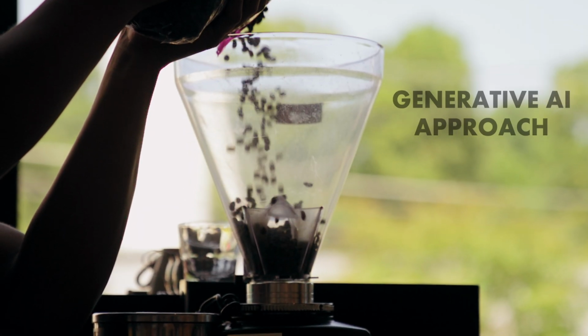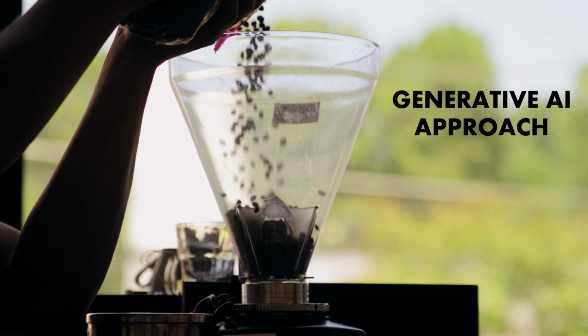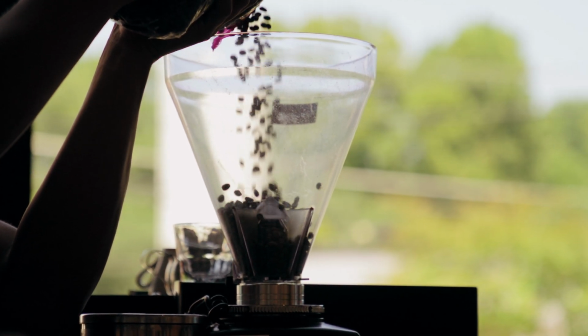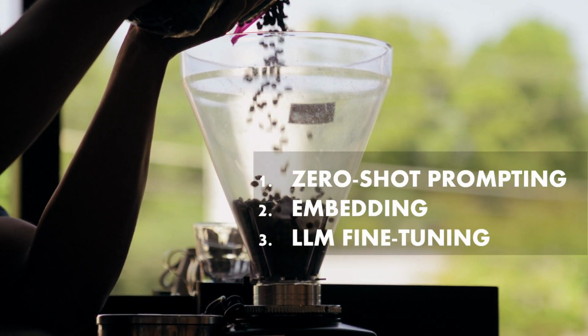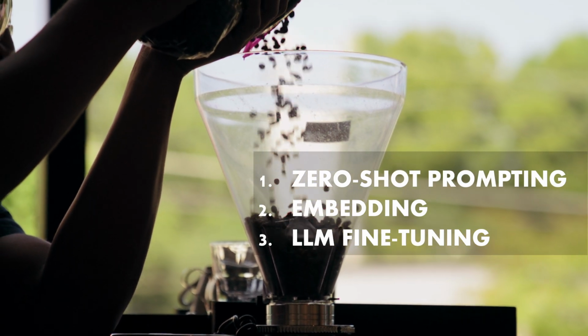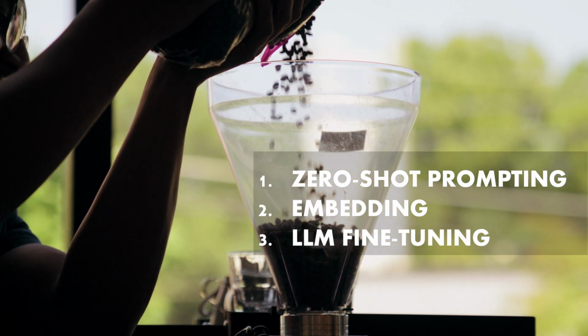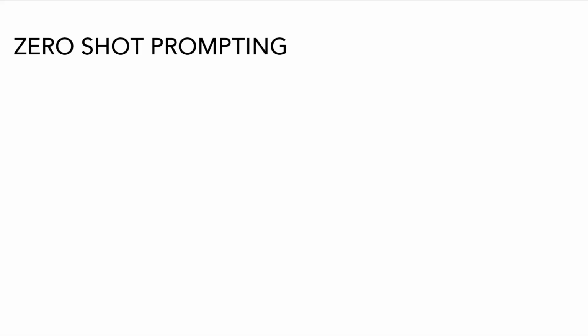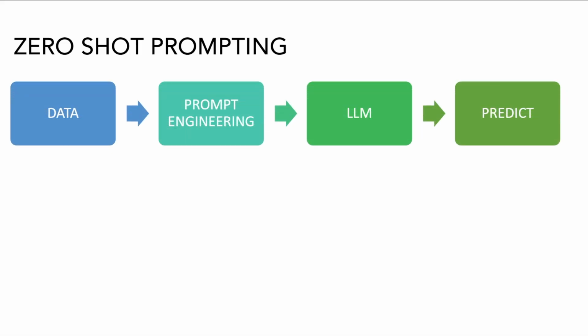Now let us see how we can solve this problem using generative AI. I'll go through three generative AI approaches: zero shot prompting, embedding, and the large language model or LLM fine-tuning. Let us look at the first technique, zero shot prompting.